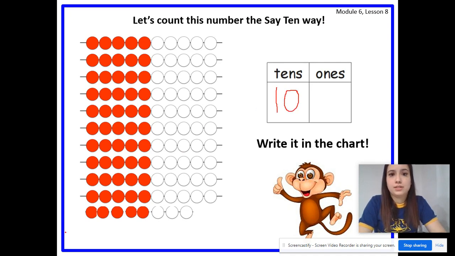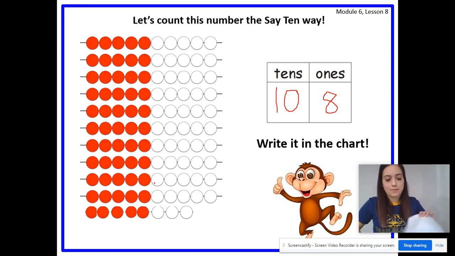And now let's count the ones. Ready? The say 10 way. 10 tens 1, 10 tens 2, 10 tens 3, 10 tens 4, 10 tens 5, 10 tens 6, 10 tens 7, 10 tens 8. How many ones, boys and girls? Yes, 8 ones. Awesome. So how do we say this number, boys and girls, the regular way? Yes, 108. Very good.